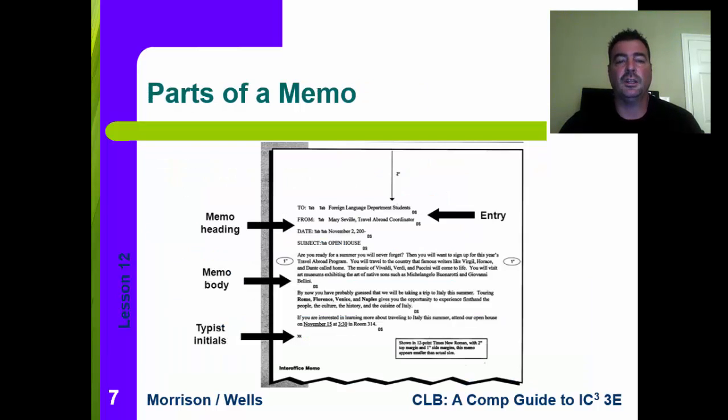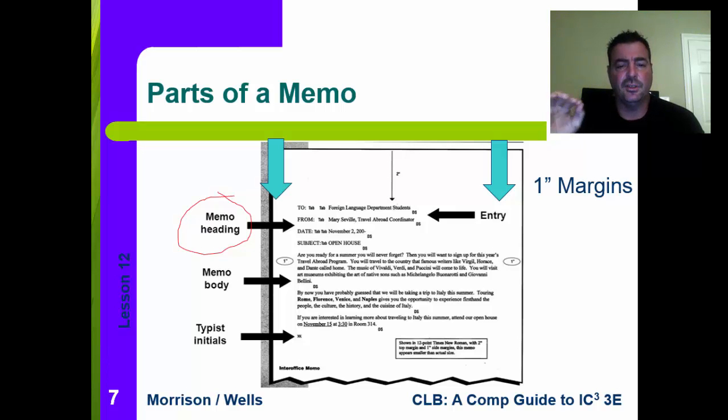So let's take a look real quick at the parts of a memo. The very first thing I want you to notice, and every memo is done this way, is that there are 1-inch margins on the left and 1-inch margins on the right. So when formatting, that should always be that way. The second thing to take note of is the memo heading, which has the to, the from, the date, and the subject. That's typically going to be in every memo, unless a company or an organization decides to do that differently. So it's really up to them, isn't it? Then the body of the memo, and then the typist initials.